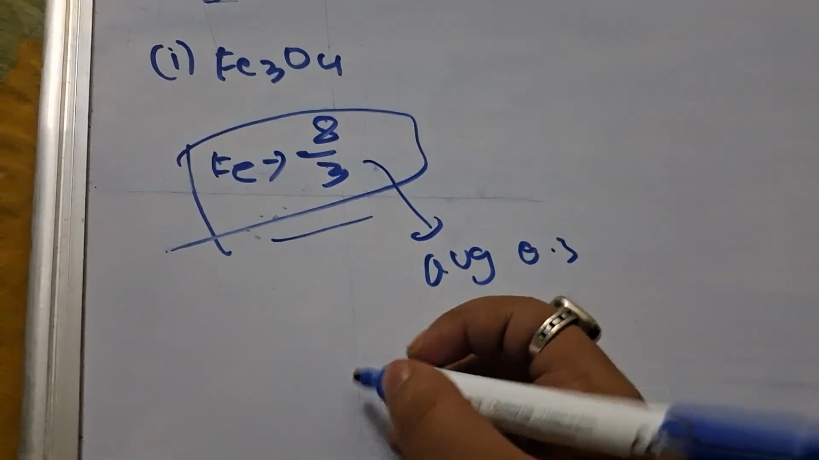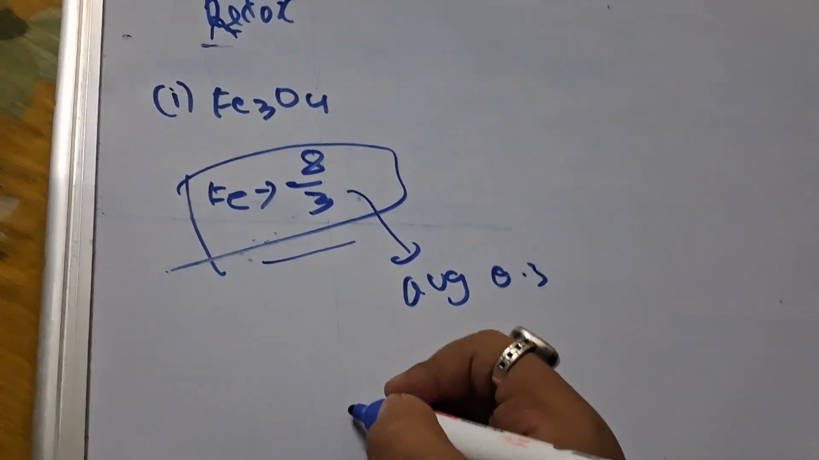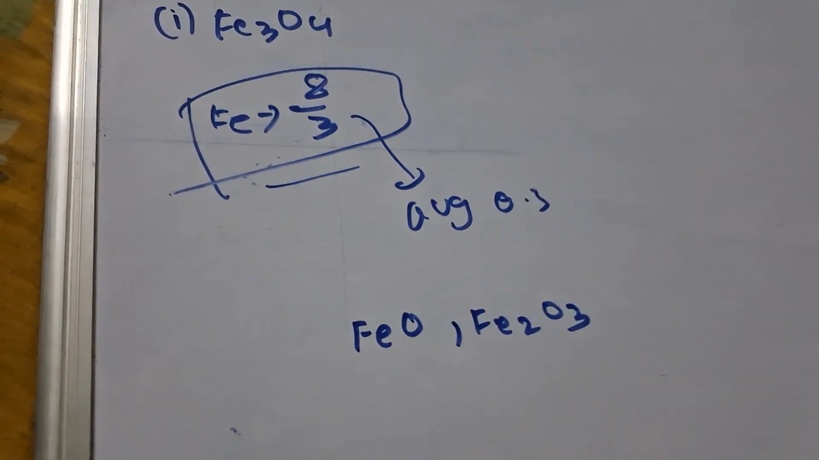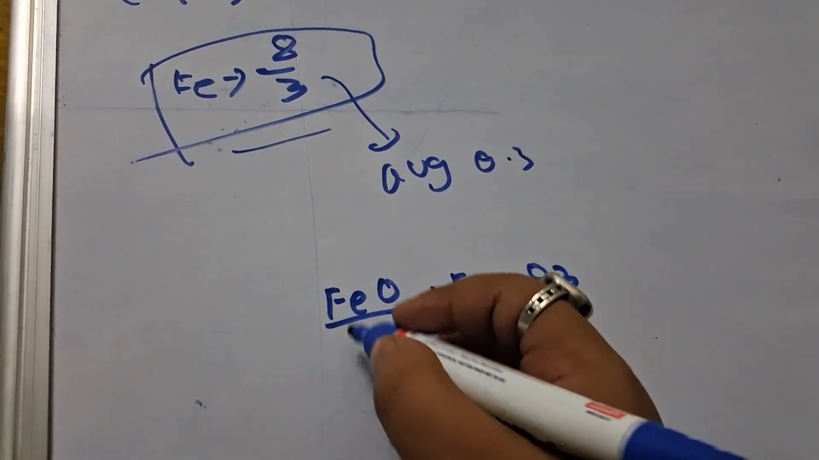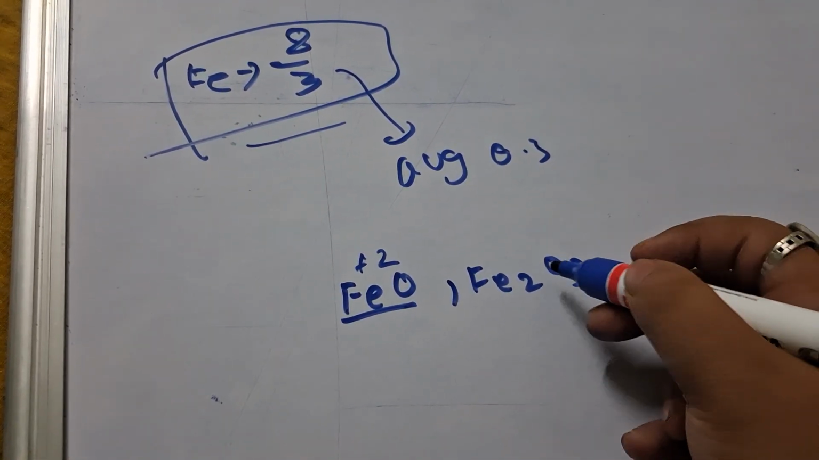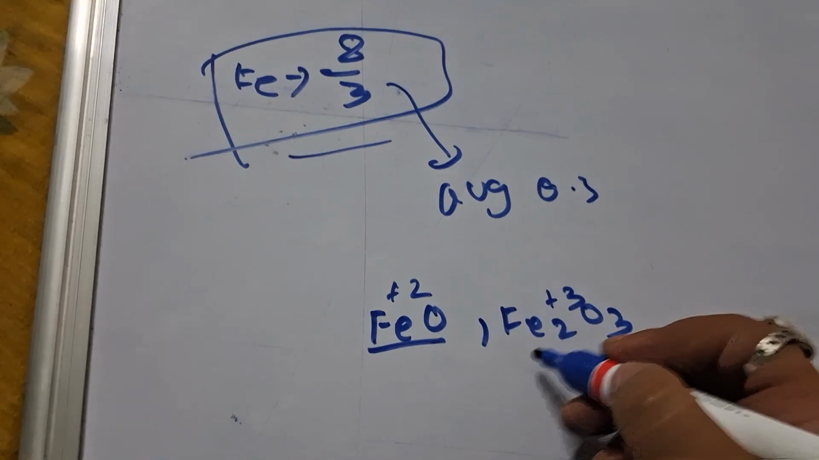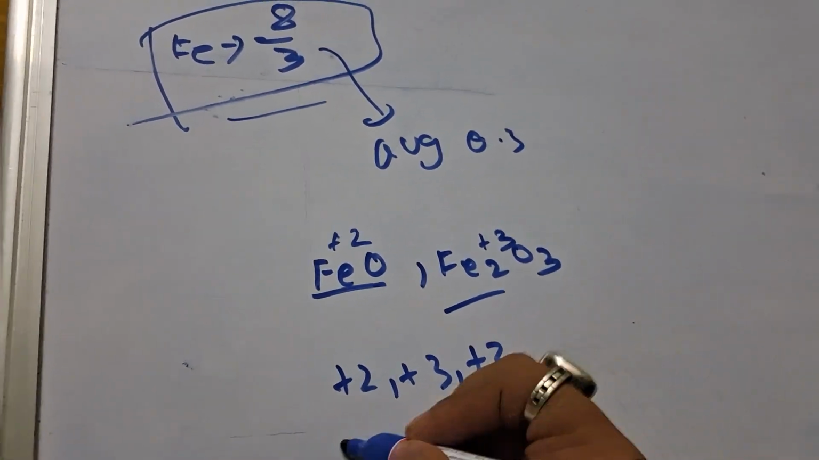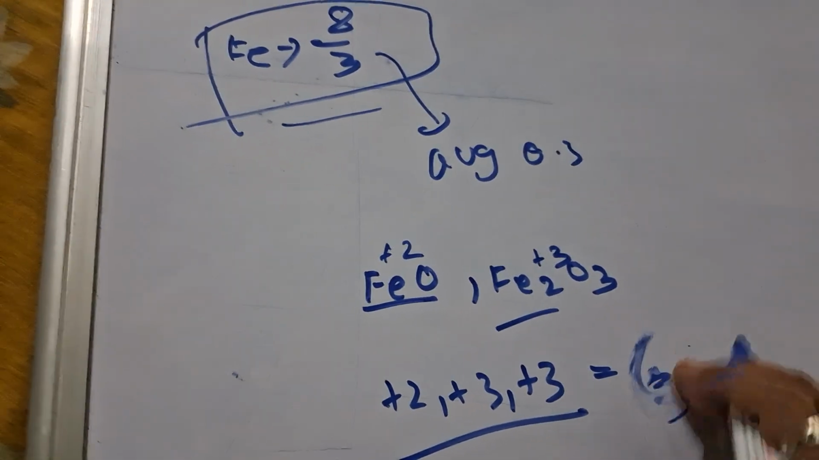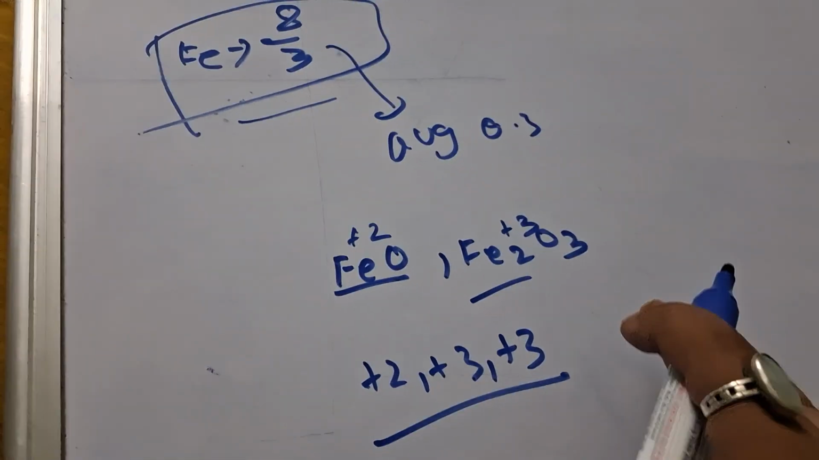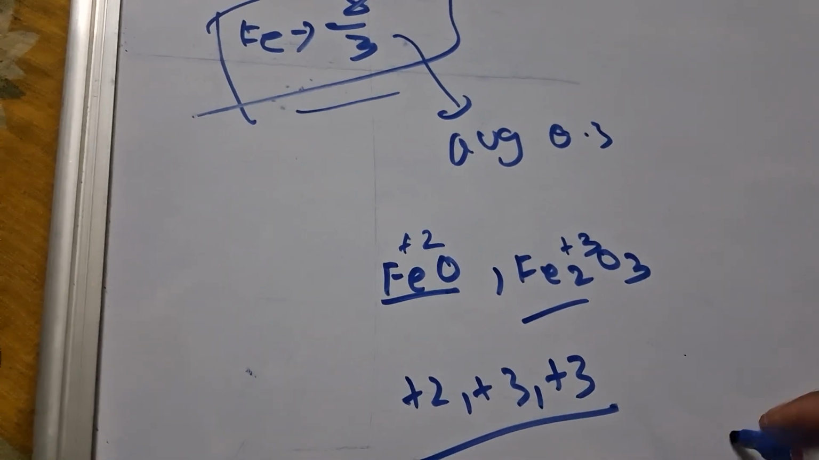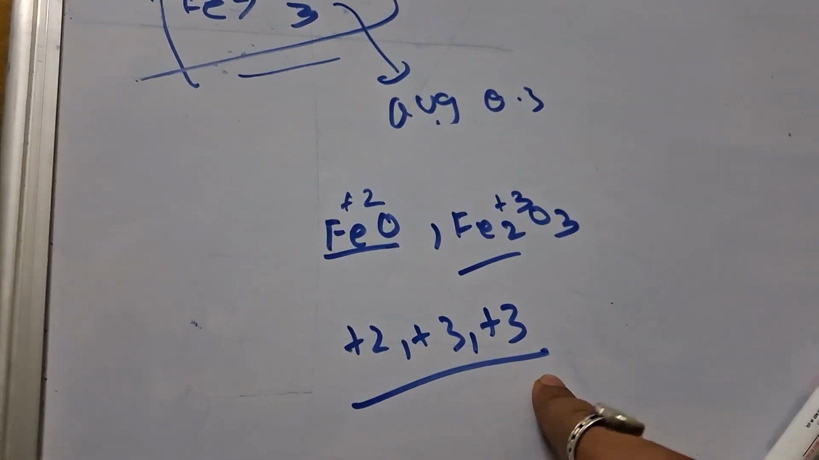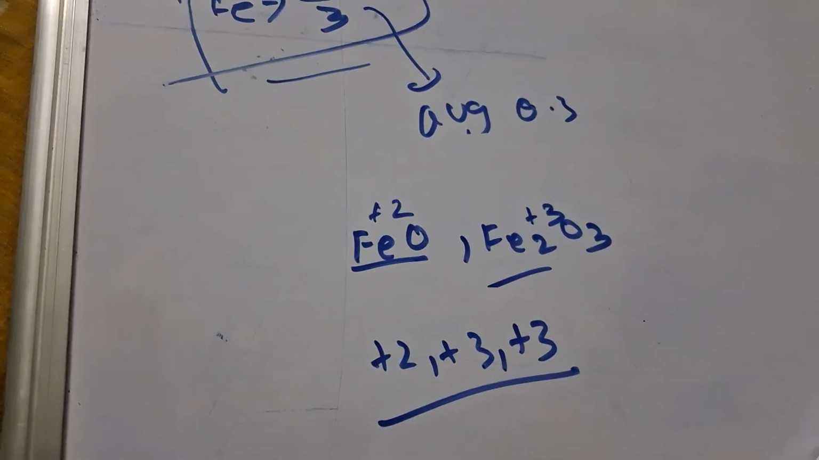Well, Fe3O4 is made up of two compounds, FeO and Fe2O3. FeO has a +2, Fe2O3 has a +3 on each of two atoms. So +2, +3, +3. If you take an average of that, that will be 8/3, because when you add these, you have to divide by 3. This is the average oxidation state, and this will be the individual oxidation state.